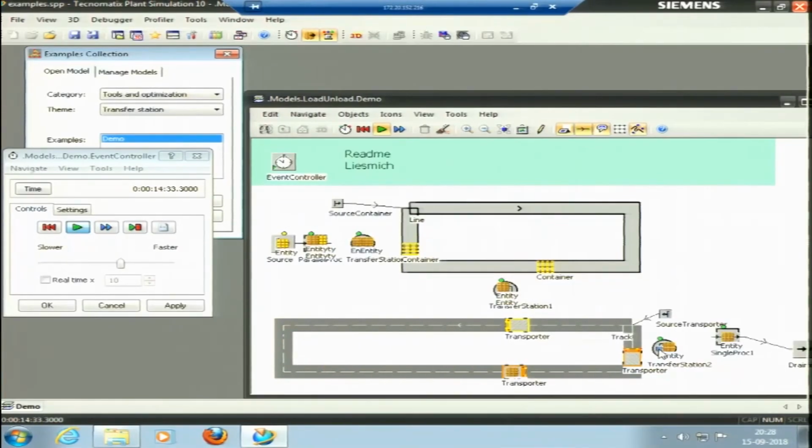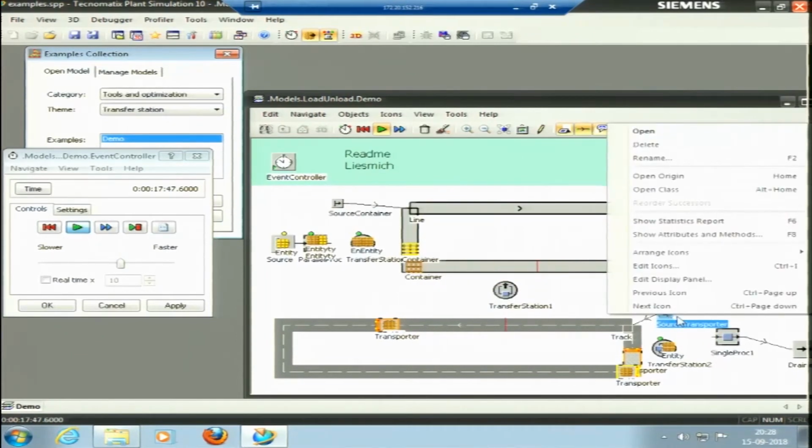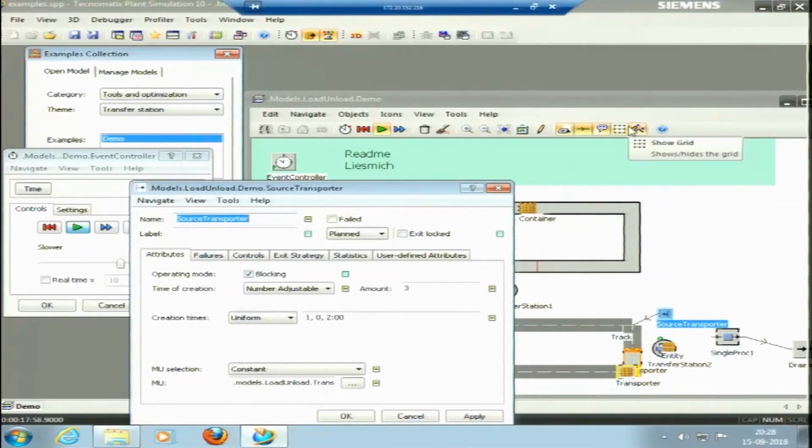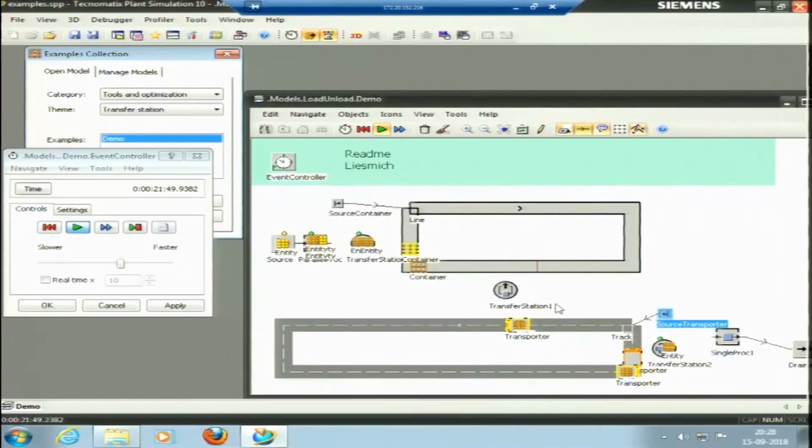So again from this there is another transfer station. Okay, there is a source transporter as well. The source transporter is a source that is trying to transport material from some other frame, using some other interface. So this is one of the objects that can be used. So this is just a transfer station.